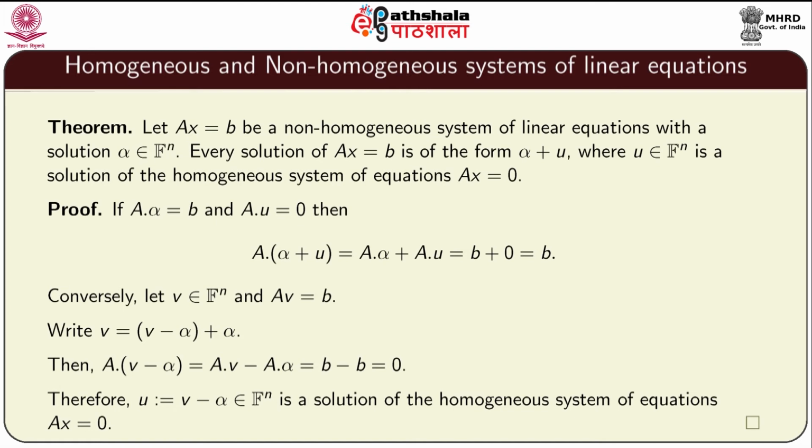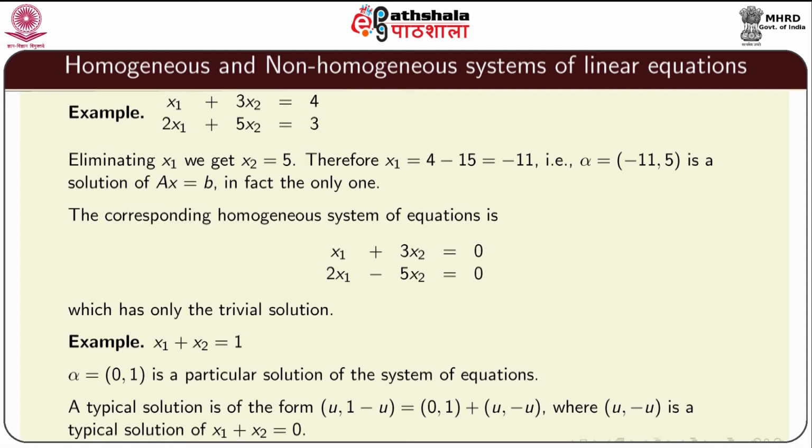Conversely, if you start with a solution to the system of equations Ax equal to b and call it V, then you can write V as V minus alpha plus alpha, and it is easy to see that A dot V minus alpha is AV minus A alpha, but AV is b, A alpha is b, and therefore you get a 0, which shows that V minus alpha, if you call it u, is a solution of the corresponding homogeneous system of equations Ax equal to 0. So, this proves the theorem.